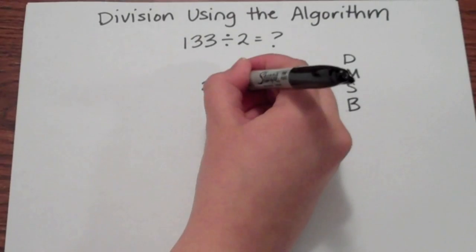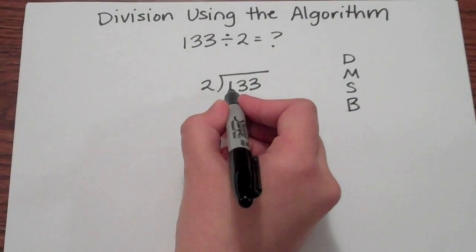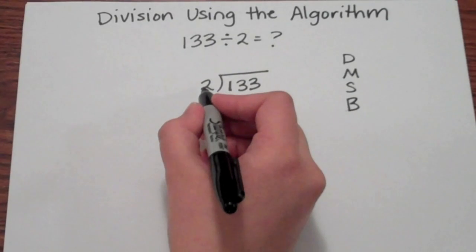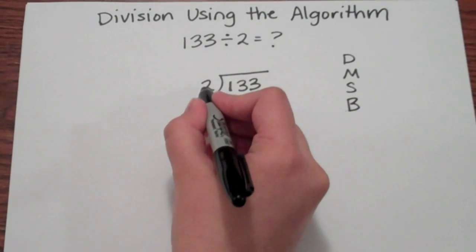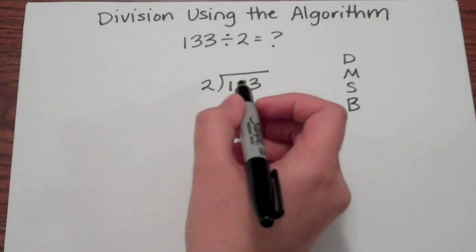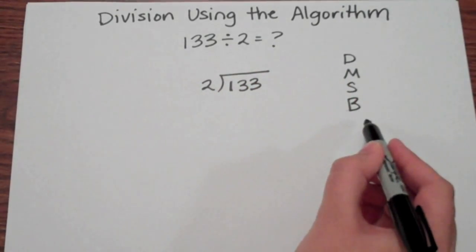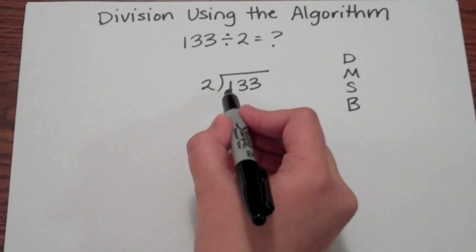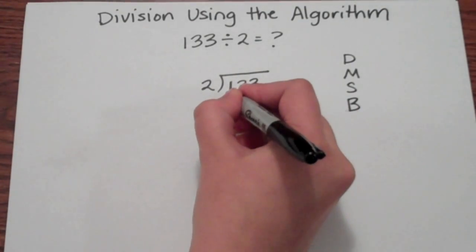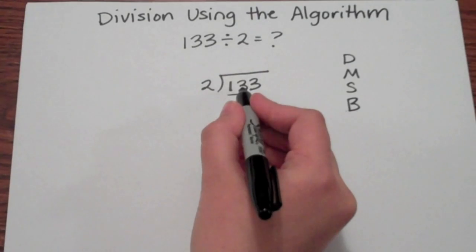Remember, when you're dividing, you start in the greatest place value. So we're going to start by dividing 1 divided by 2. How many times can I take 2 out of 1? I can't. Now remember what we talked about earlier. I could put a 0 here and go through all these steps, but since that's the greatest place value, I'm just going to go to the next place value and start with 13 instead.